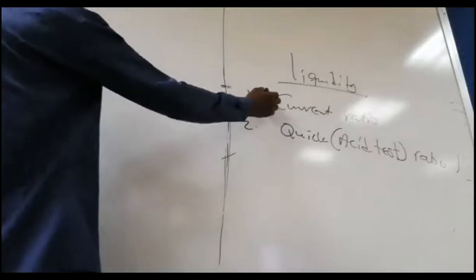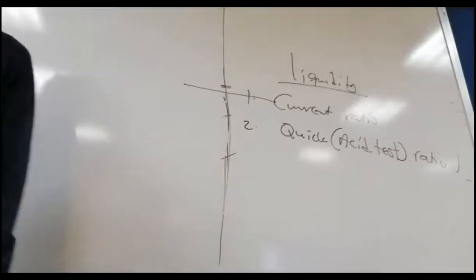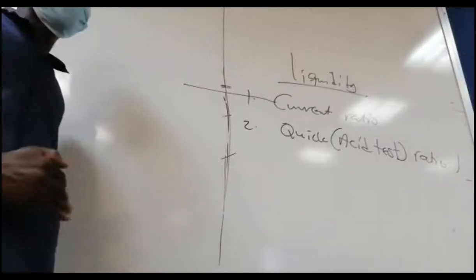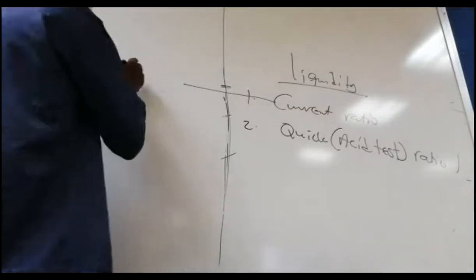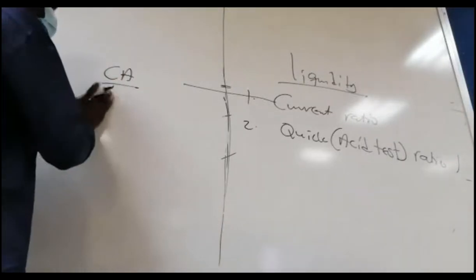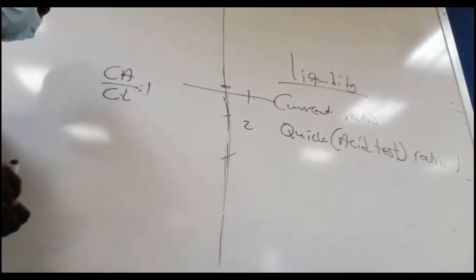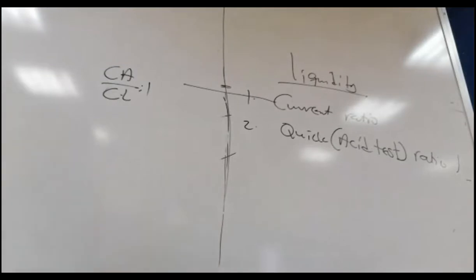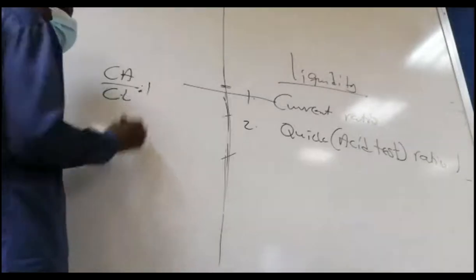So current ratio, as the name suggests, current. So it's current over current. So current ratio is current assets over current liabilities. So yes, current assets divided by current liabilities is to what? 1. Is to 1. Now the 1 is a relative measure.